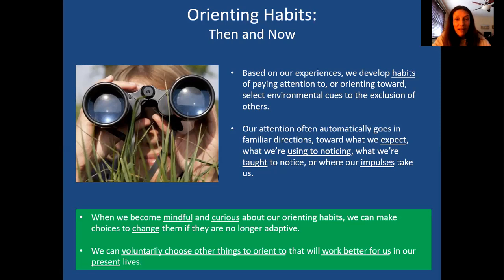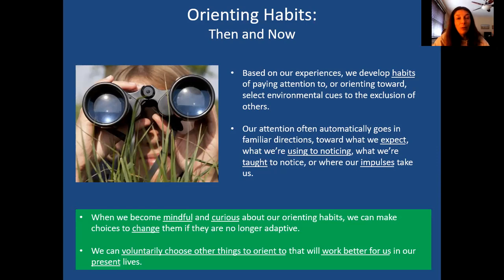Maybe if I'm a substance abuser, I might orient toward tinfoil because it reminds me of smoking heroin. You know, things that might be individual to me because of my past. But just like the automatic body movements, I can also become aware of my orienting habits and then choose to orient to other things that might help me now, right?